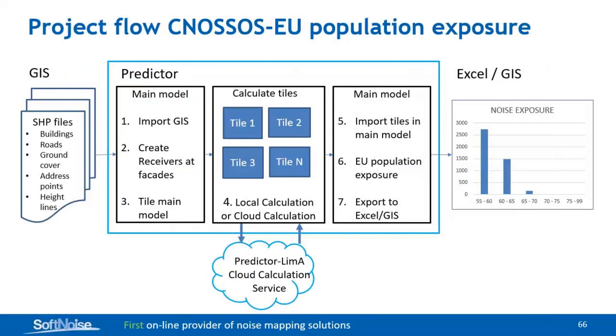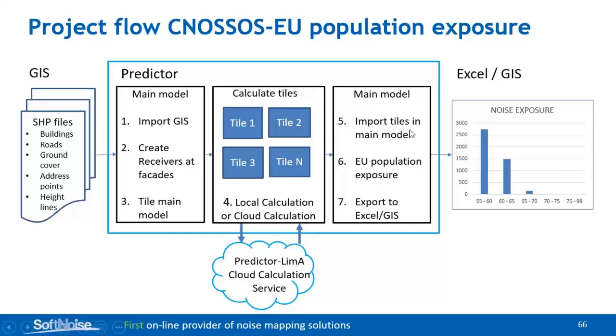So it was all to do with this project flow, and I explained how to import GIS data, how to create the receivers at facades, how to tile the main model, how to calculate the models, how to import the tiles in the main model, and now we are on point 6, EU population exposure.